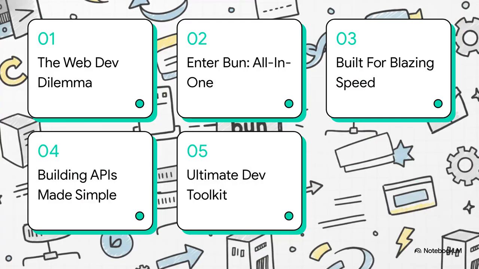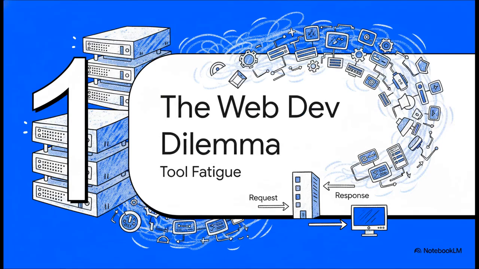So here is our roadmap for today. 1. The web dev dilemma. 2. Enter Bun, the all-in-one. 3. Built for blazing speed. 4. Building APIs made simple. And 5. The ultimate developer toolkit. Okay, let's start with section 1, the web dev dilemma.